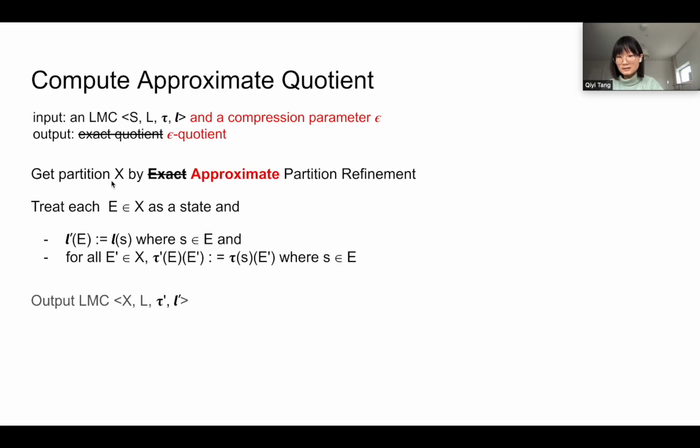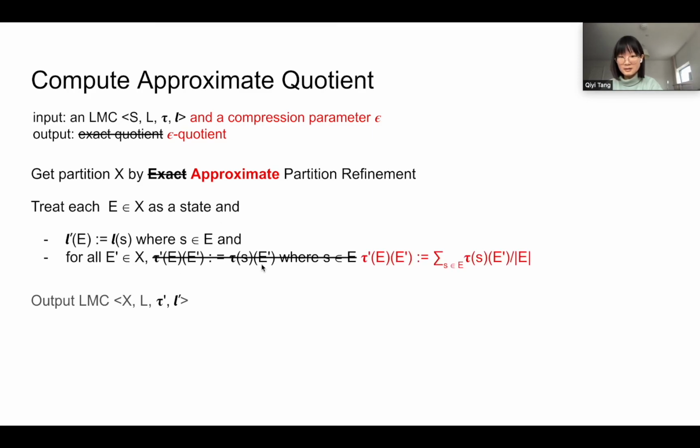So we get a partition by running our approximate partition refinement. And then the next step would also be to compress the state space. So we will also treat each set in the partition as a state, then we set the labels.